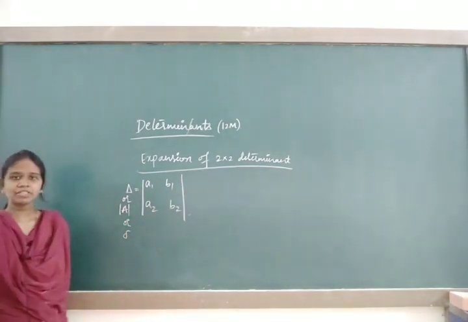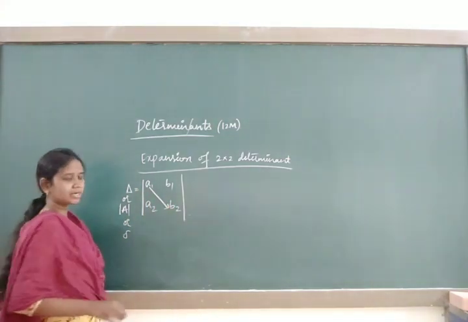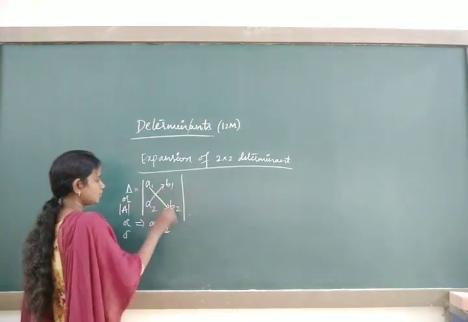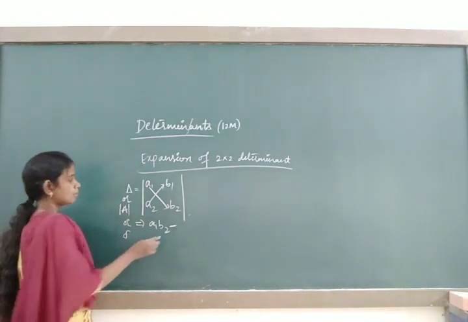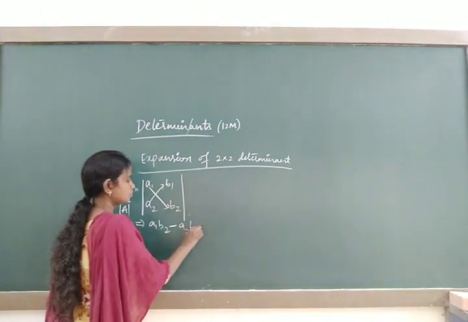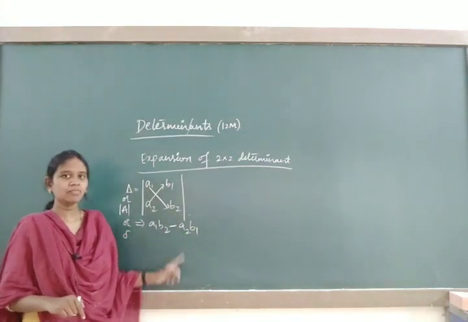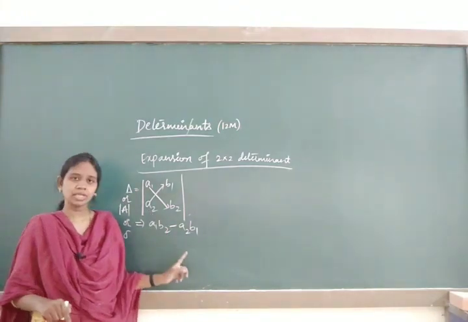So what is the expansion of the determinant of 2 cross 2? You have to multiply the primary diagonal, which is a1 b2. Next you have to go with minus. While moving to the secondary diagonal, always take minus a2 b1. So a1 b2 minus a2 b1.